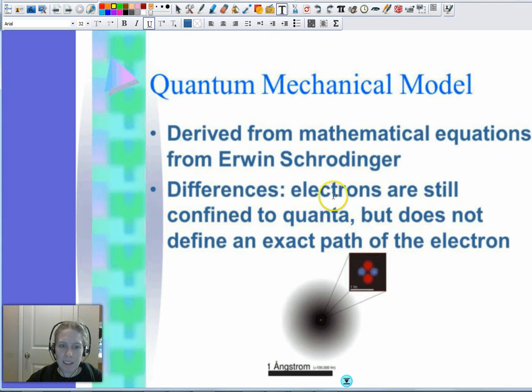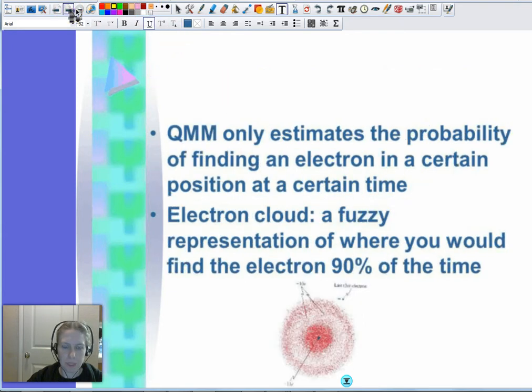The differences are that electrons are still confined to quanta or levels, but it doesn't define the exact path. So now we're looking at probability. The quantum mechanical model estimates the probability of finding an electron in a certain position at a certain time. So we're just looking at probability.